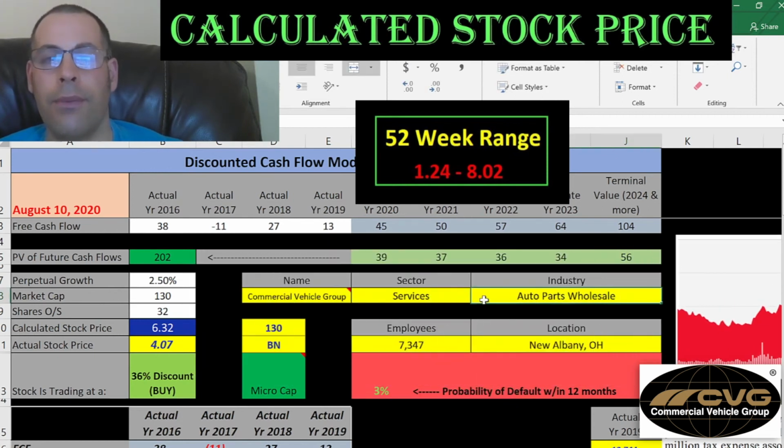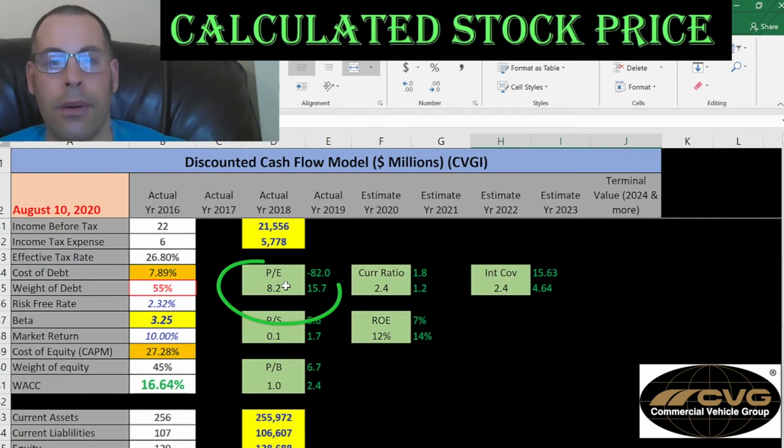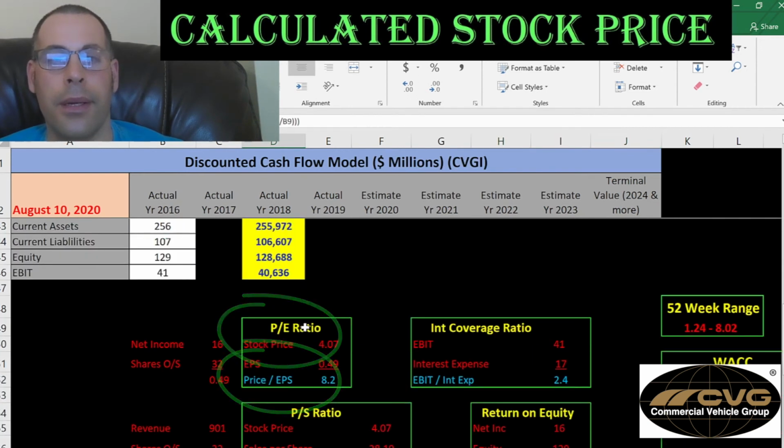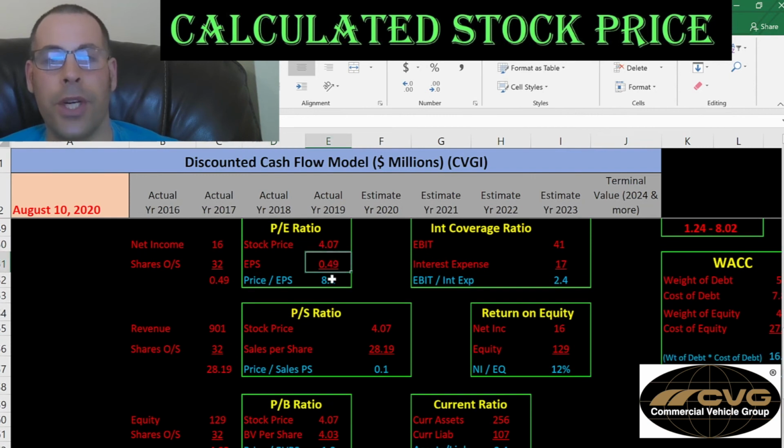Let's look at the financial ratios. Good PE, really good price sales, and a really good price to book. So PE is stock price over earnings per share. To calculate earnings per share, that's net income over shares outstanding. I like to see below 15. They're at 8.2. This indicates investors are willing to pay $8 for $1 of earnings.